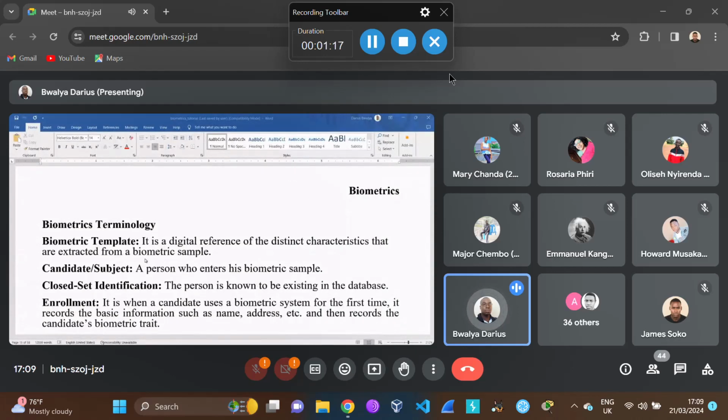Whereas it's as simple as saying, okay, here you are, here is an apple. So such things happen. Okay, so let's carry on with our terminologies.